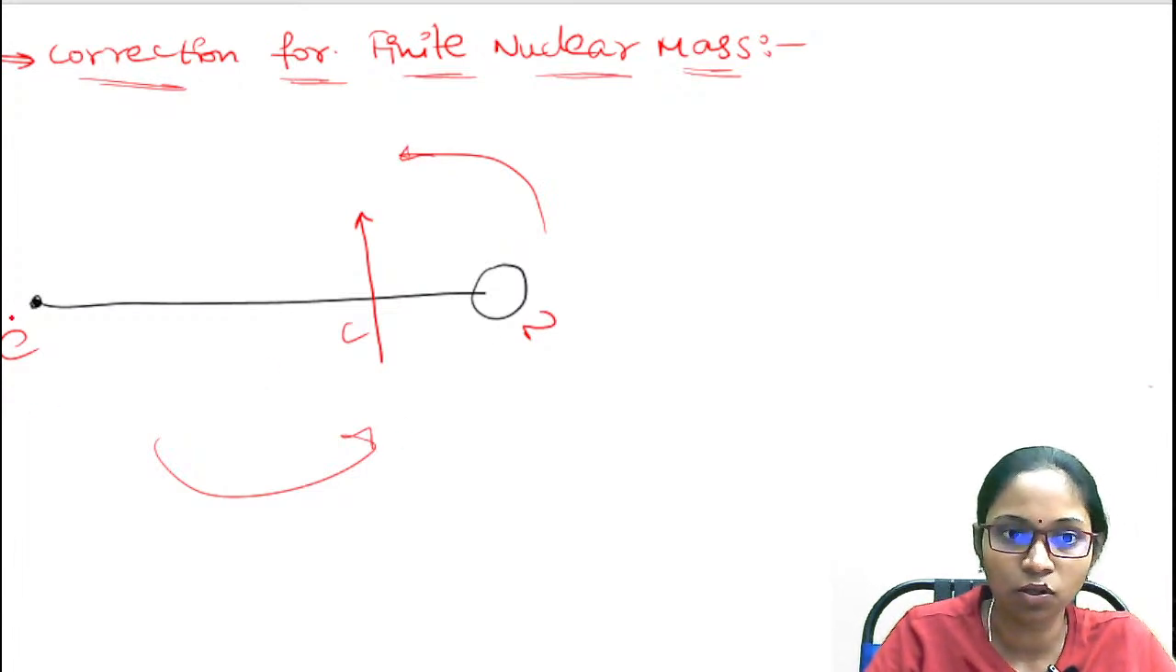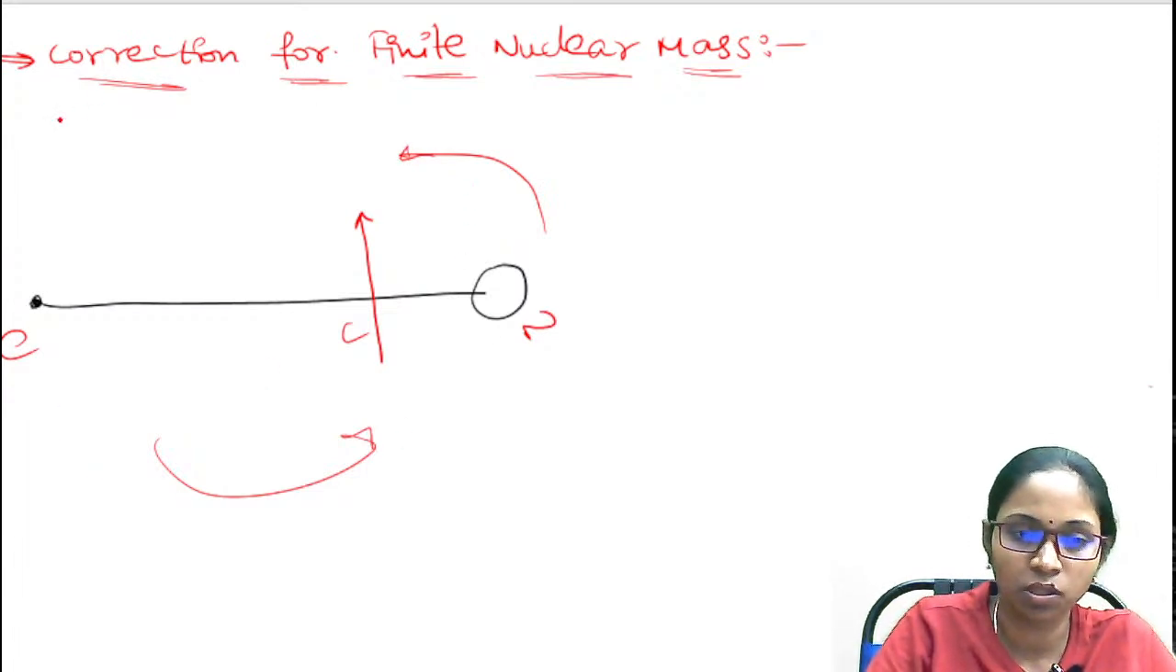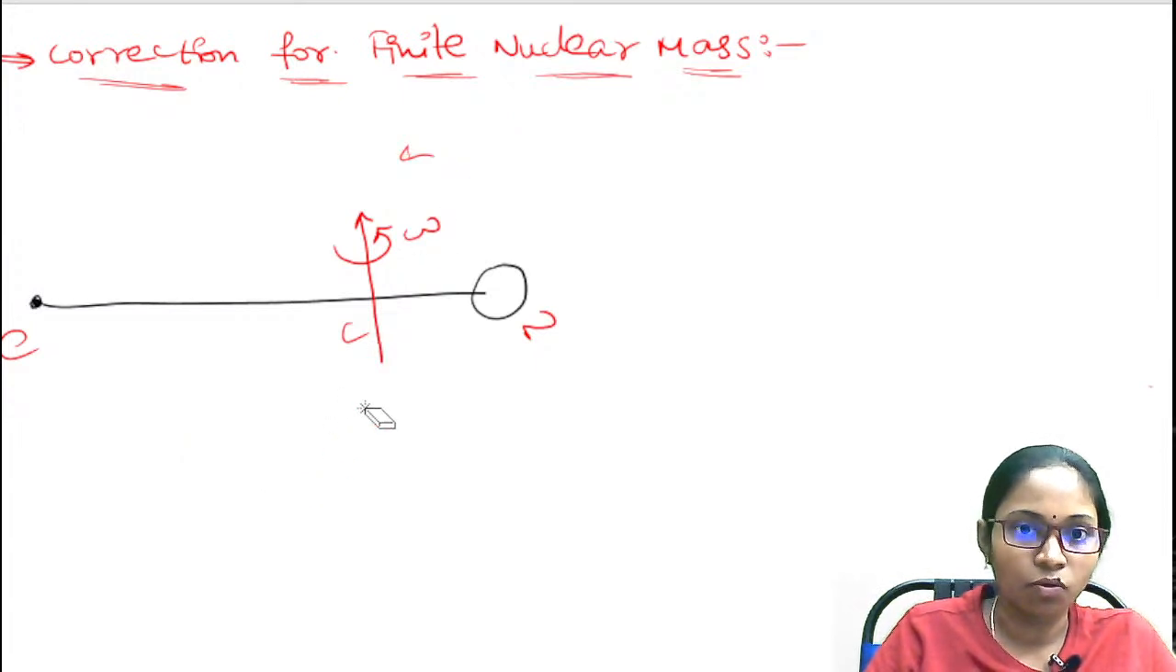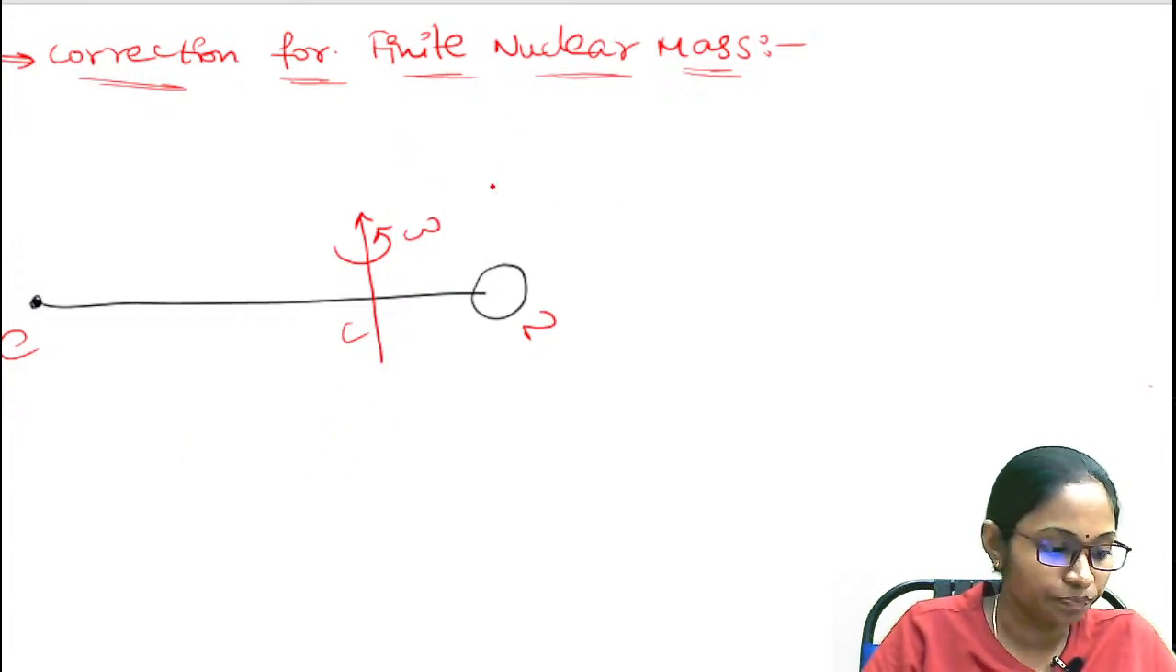If the electron moves in this direction, the nucleus will move in this direction. So these will move about the center of mass with angular velocity omega, right?